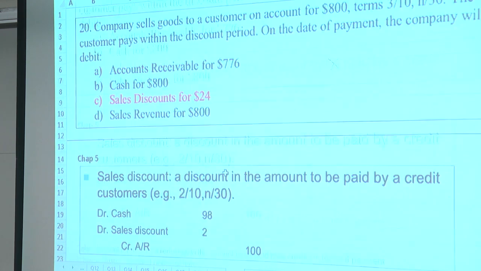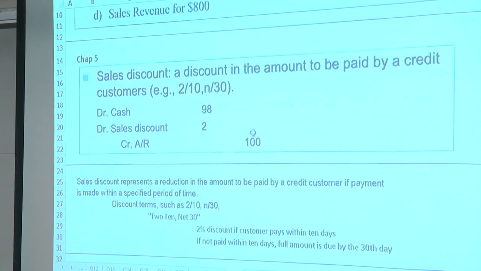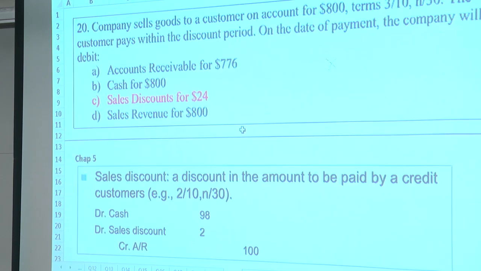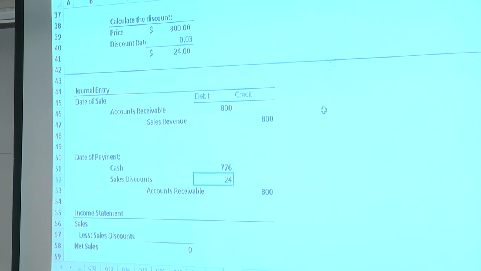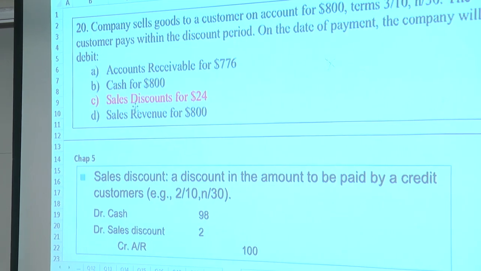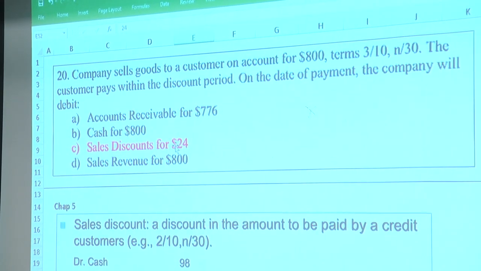And a lot of the choices here refer to that journal entry. So partially by process of elimination, or you can just look at this journal entry and see the sales discount amount is $24, and that's what's being debited here. And they're asking about the debit.